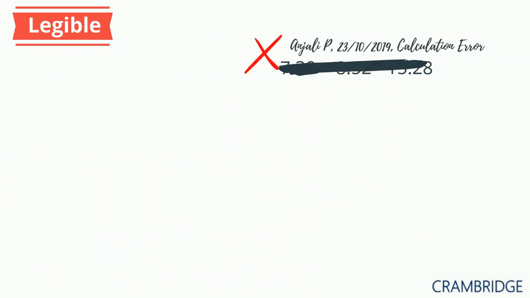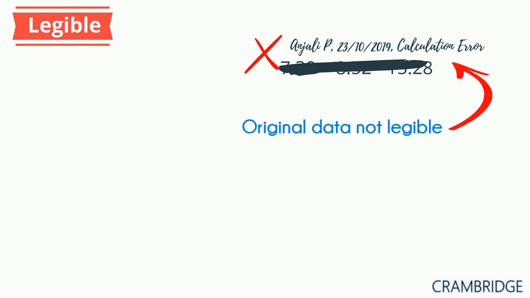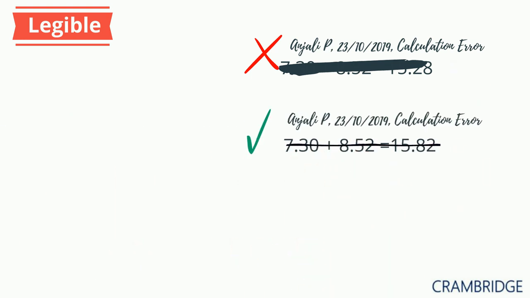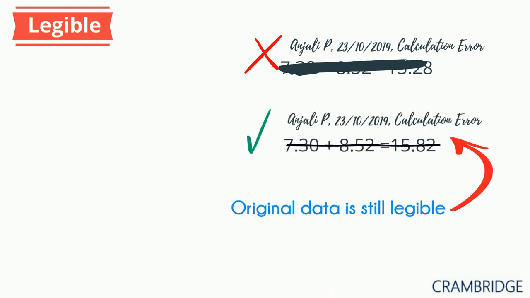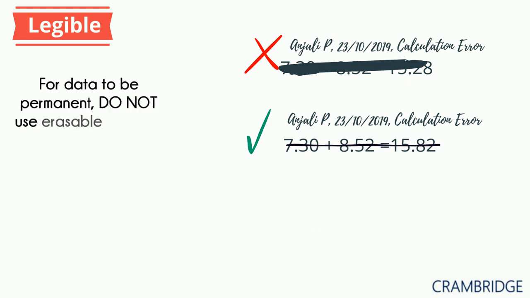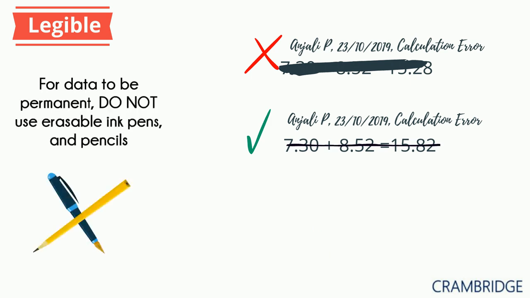Now let's look at what's wrong with this picture. Change is attributable here, but the original recorded data is not legible. Here's the correct way to make the same modification. Data should also be permanent, so erasable ink pens or pencils should not be used.